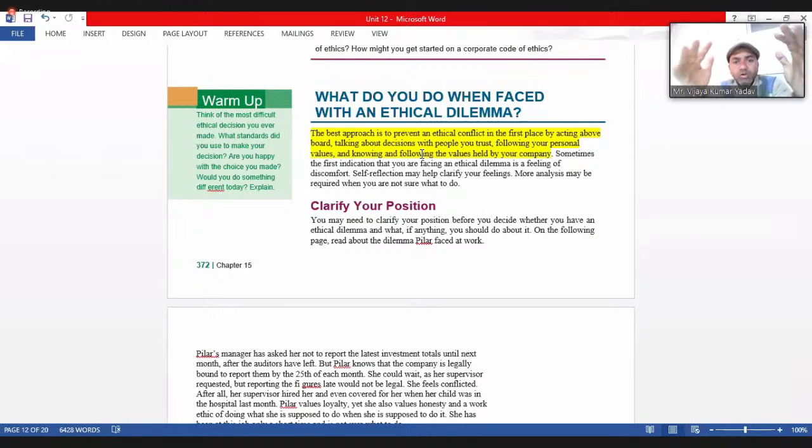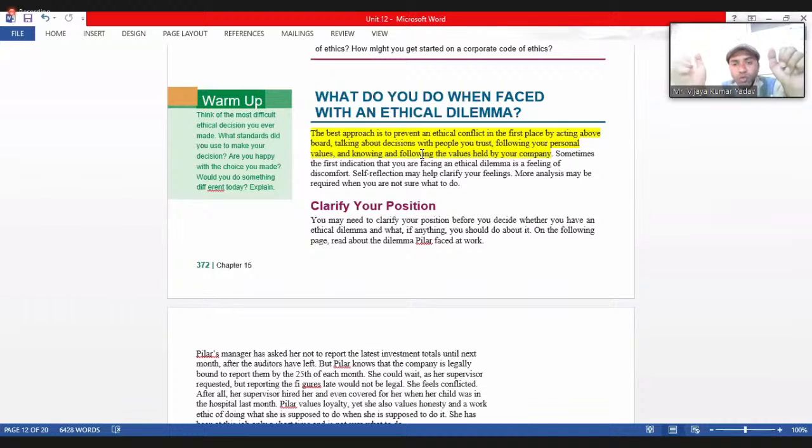You talk about the decisions with people you trust. Whatever decisions you have taken in order to solve certain problems, you don't know whether the decision is right or wrong. You have a conflict. Then what do you do? About those decisions, you talk to those people whom you trust.